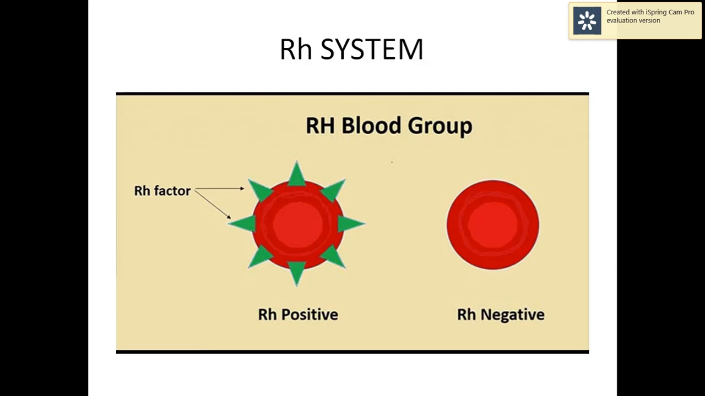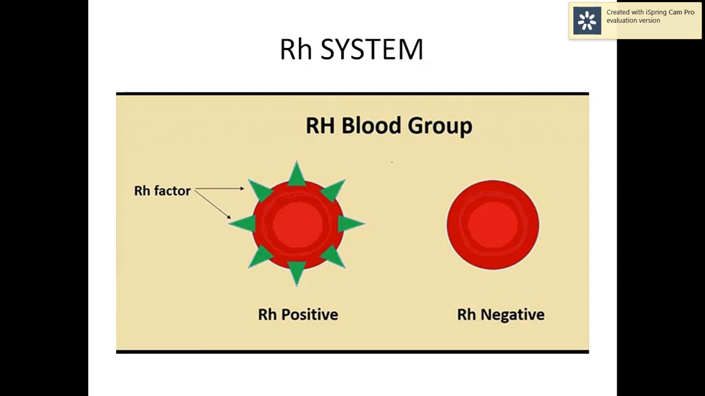So this RH system: the blood of most people contains a substance called the RH factor. Where does RH come from? It comes from the rhesus monkey, in which this factor was first discovered. That's why we call it the RH system.